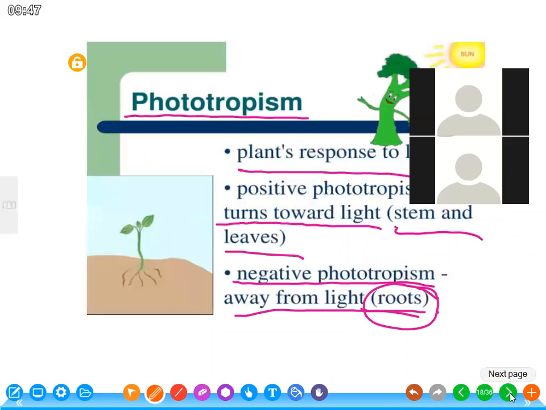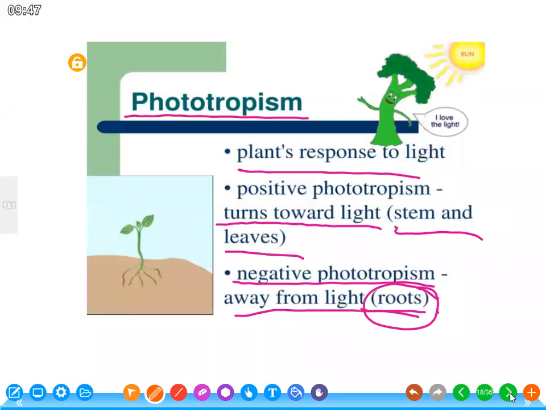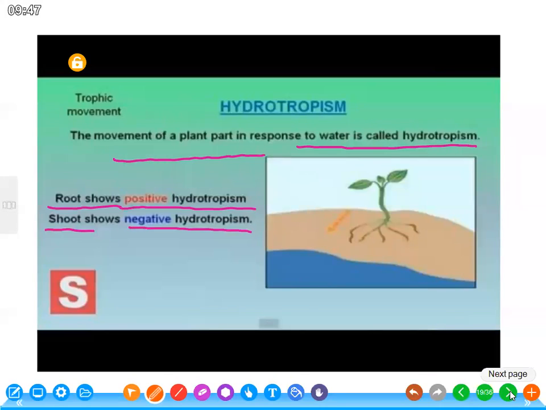Then phototropism: positive phototropism and negative phototropism. In positive phototropism, stem and leaves turn towards light, and in negative phototropism, roots grow away from light. Then hydrotropism is the movement of a plant part in response to water. Here, positive hydrotropism and negative hydrotropism. Root shows positive hydrotropism and shoot shows negative hydrotropism.